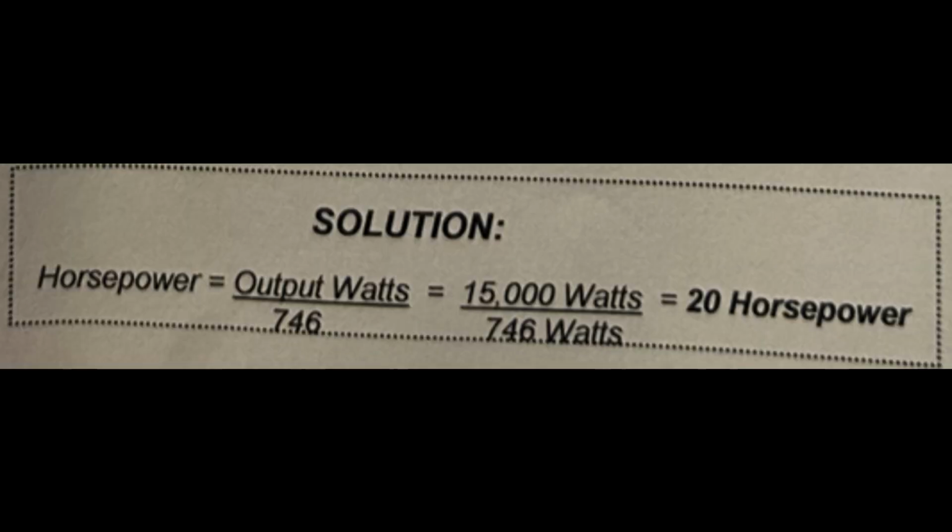Question 38. What HP motor is required to produce 15 kW output? 20 HP for 15 kW. Motor HP to kW ratio: 1 HP motor produces 0.75 kW. The output rating of a 20 HP motor is 15 kW.